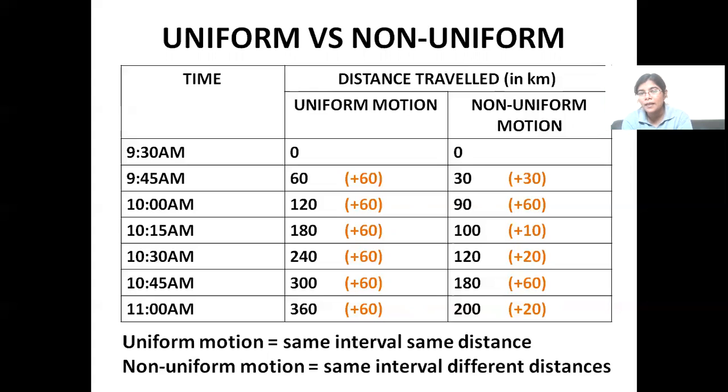So now you see the time interval remains constant, but I'm covering different distances in the same time interval of 15 minutes. So in the first case, our motion is said to be uniform. In the second case, our motion is said to be non-uniform. So uniform motion is when you travel the same distance in the same interval, and non-uniform motion is when you travel different distances in the same interval.